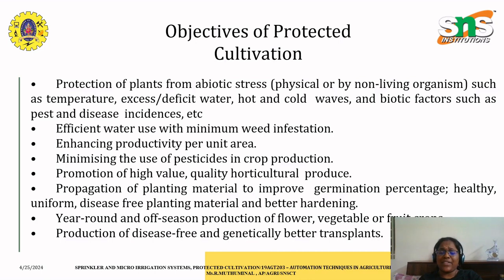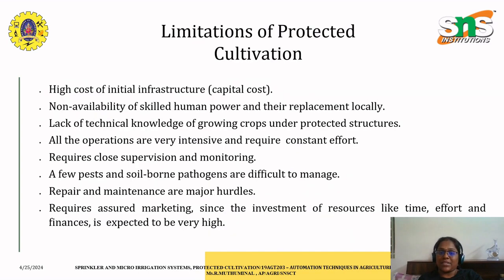The promotion of high value quality horticultural produce is also provided with the help of protected cultivation. This also deals with the propagation of planting material to improve germination percentage, healthy uniform, disease-free planting material, and better hardening. It also enables year-round and off-season production of flower, vegetable, or fruit crops, and maintains production with disease-free and genetically better transplants.